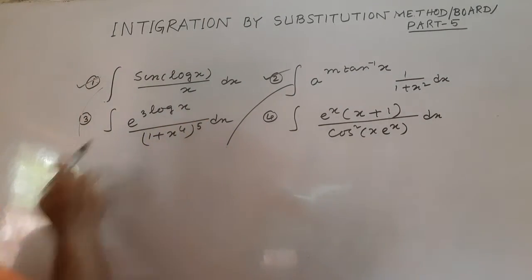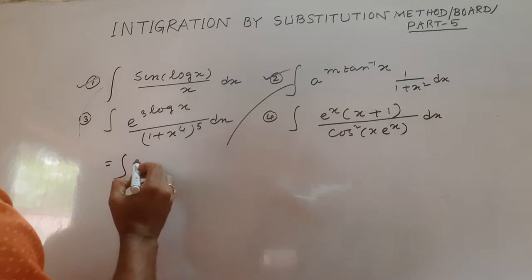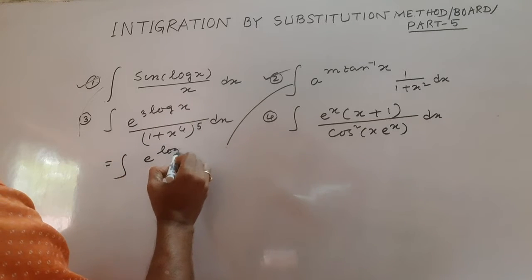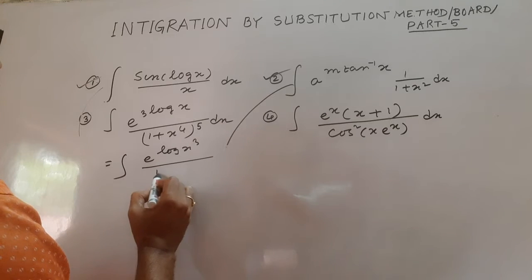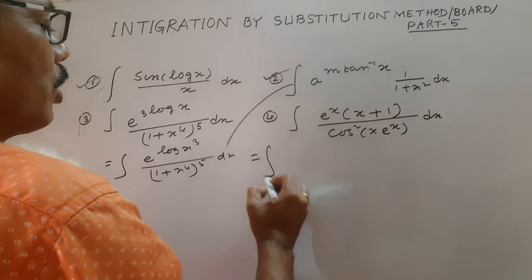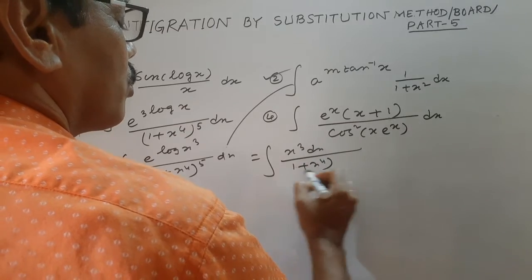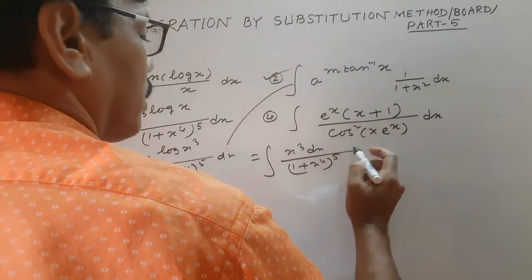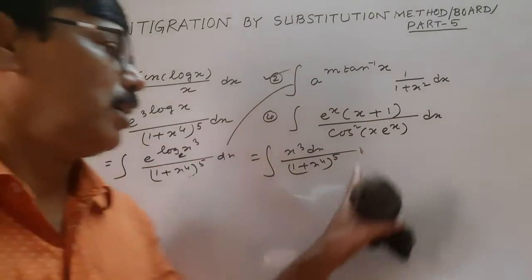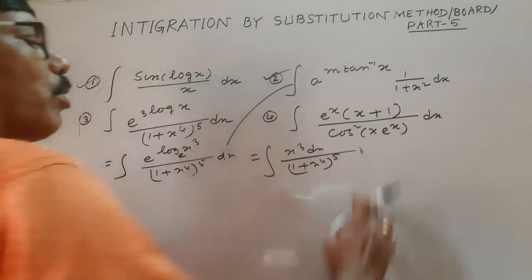Now for problem number 3, which we have already discussed: e to the power 3 log x equals e to the power log x cube, times 1 plus x to the power 4 whole to the power 5 dx. So x cube dx by 1 plus x to the power 4 whole to the power 5. x cube times e to the power log x is 1.